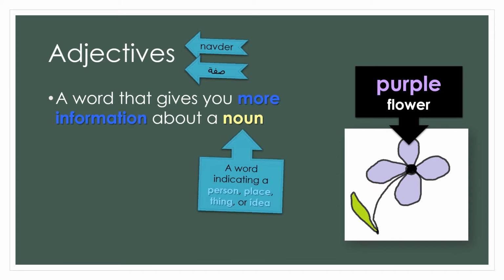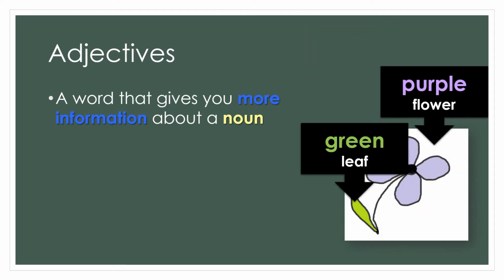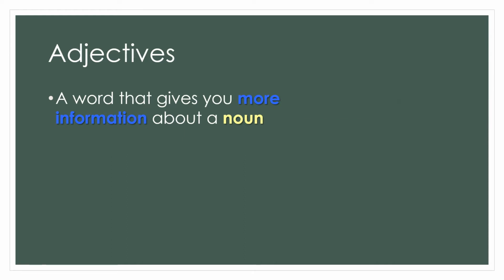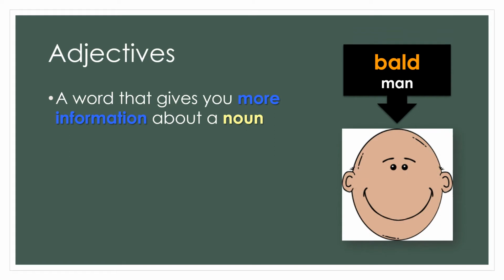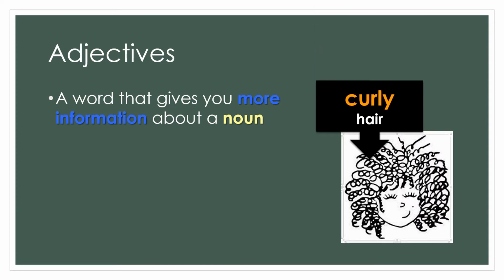So for example, this is a purple flower. This is a green leaf. Green and purple are adjectives. This is a bald man. Bald is an adjective. This is curly hair. Curly is an adjective.